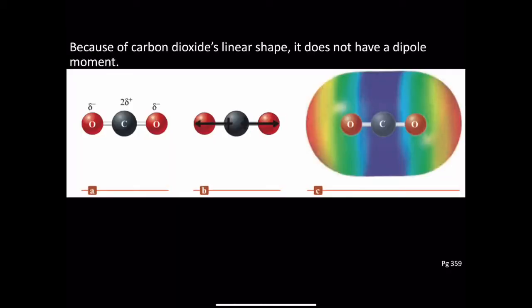All right, now because of carbon dioxide's linear shape, it does not have dipole movement. So even though the oxygens have a much greater affinity for those electrons than does carbon, they're pulling in opposite directions, and so it actually never has a dipole movement.